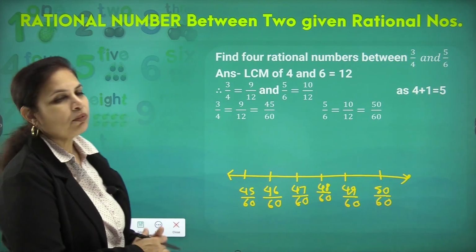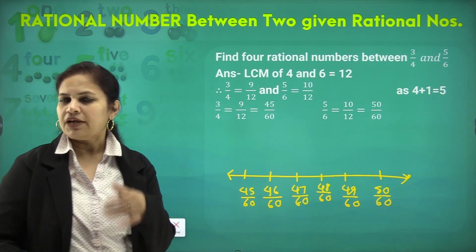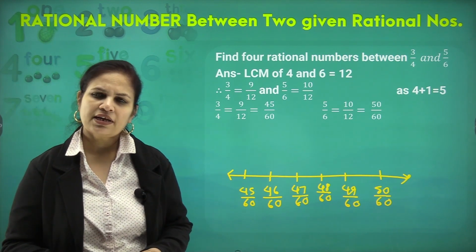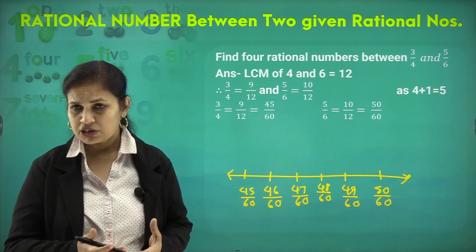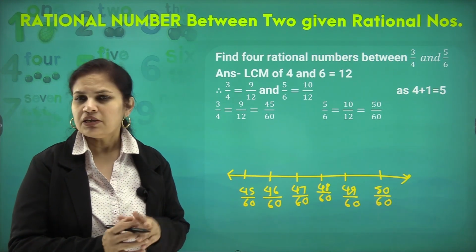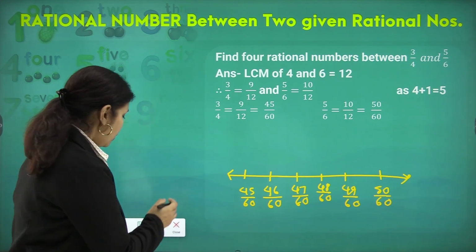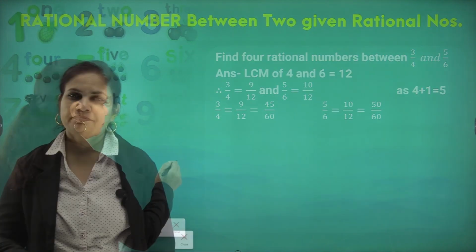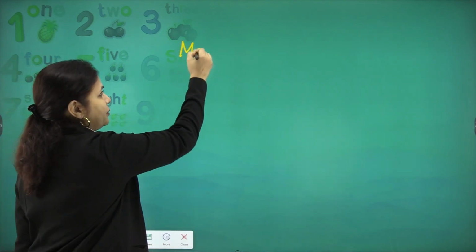So, let us recall what we have learnt till now. If we are given very simple numbers, like if I have to insert 1 rational number or 2 rational numbers between 2 given rational numbers, then we can use method 1. What was our method 1? Let us now recall all the methods that we have learned to insert rational numbers on a number line. What was our method 1?